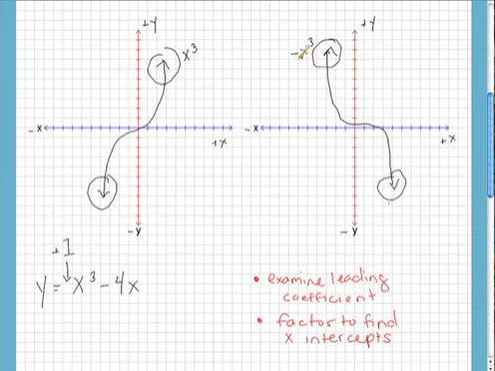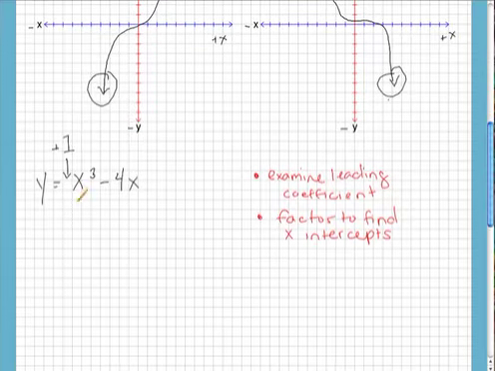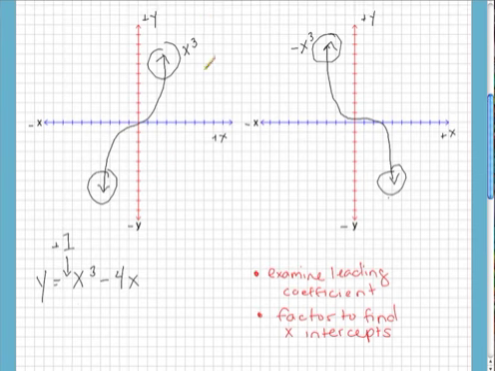As x gets more and more negative, y gets more and more negative. Now, let's contrast that to negative x cubed, which actually has the opposite thing going on. As x gets bigger, y gets smaller and smaller, and as x gets smaller and smaller, y gets bigger and bigger. So we can tell, because we have a positive 1 in front of this x cubed, that our end behavior is going to correspond to this picture.